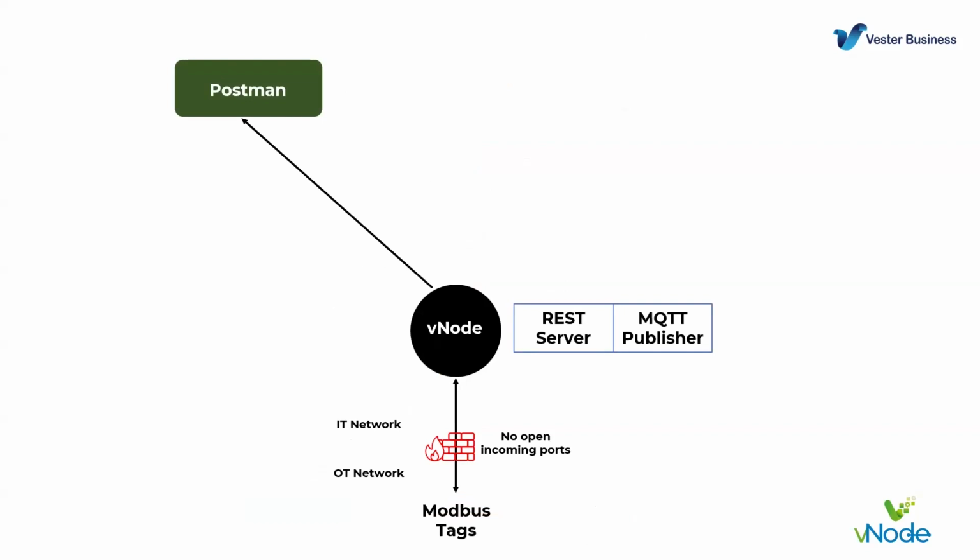So I'm going to show the configuration in this vNode on the IT side. I'm going to show the configuration for the REST server, and we're going to be using Postman as a REST client to collect data from vNode. We're going to be collecting Modbus tags. I have another vNode reading Modbus devices, so we're pushing data into vNode in real time, and then we're going to serve REST data to Postman.